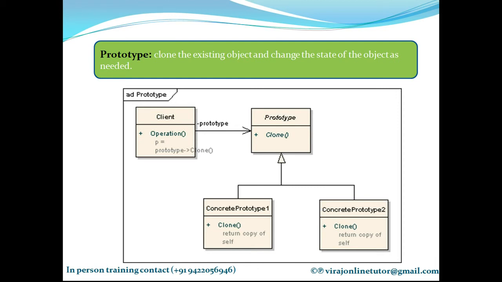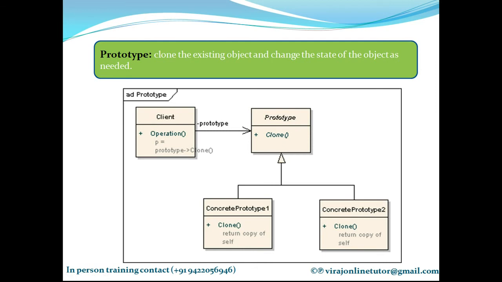Clone will return a copy of itself. So suppose I am using concrete prototype 1, it will return a copy of itself. If I am using concrete prototype 2, it will return a copy of itself. So clone is a very important function when it comes to prototyping.